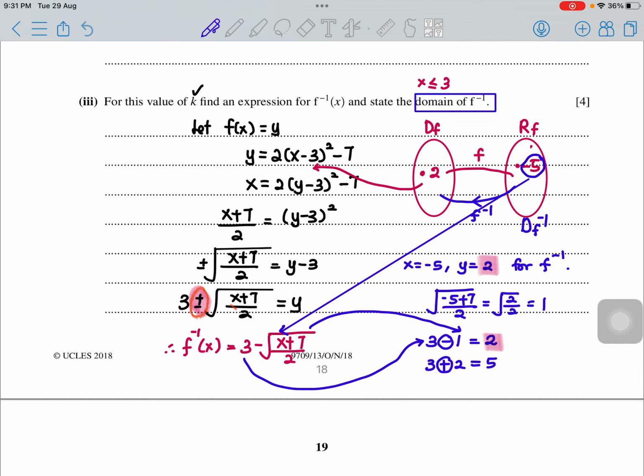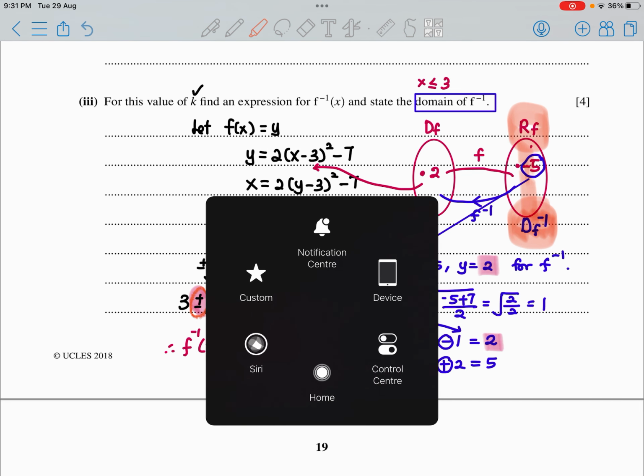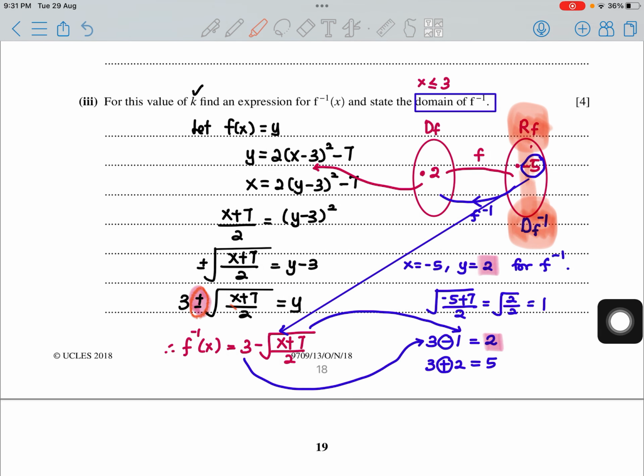Okay, now let's do the domain of your inverse. So what is my domain of f inverse? Domain of f inverse, it's exactly equal to my range of the function. So you can just see it like this. Domain of your f inverse is exactly range of your function.